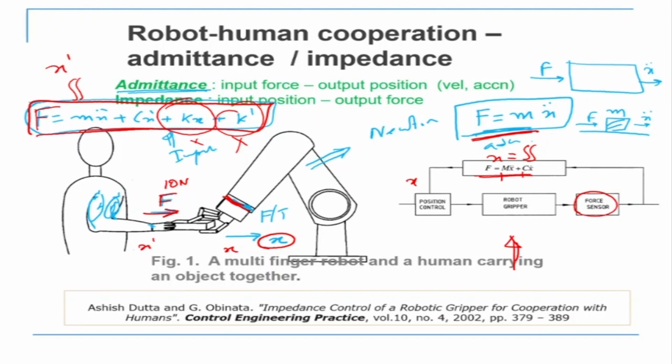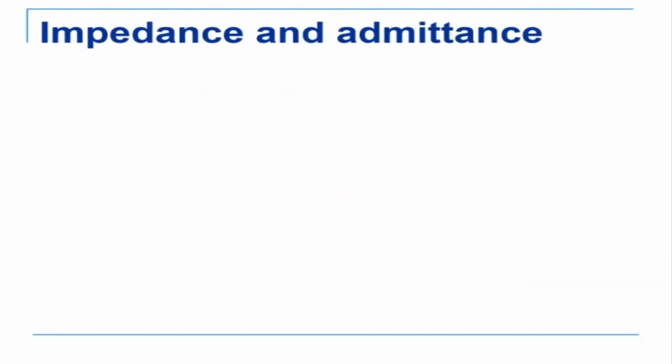That basically means the robot is behaving like a human. Okay, so this is another way of trying to explain how a robot can behave like a human. So these are the two concepts that we talked about today. One is impedance and the other is admittance.